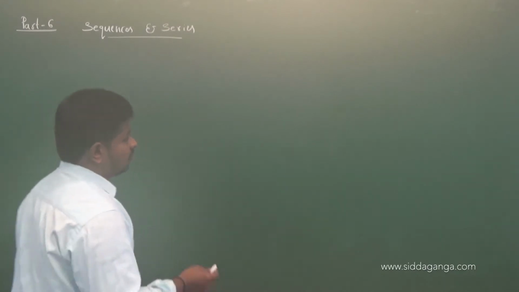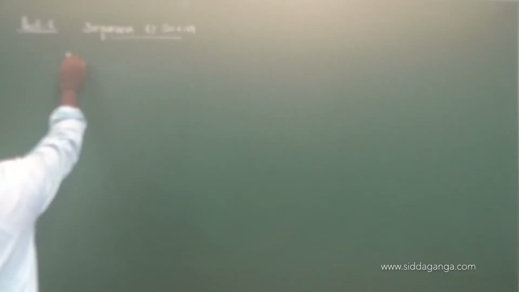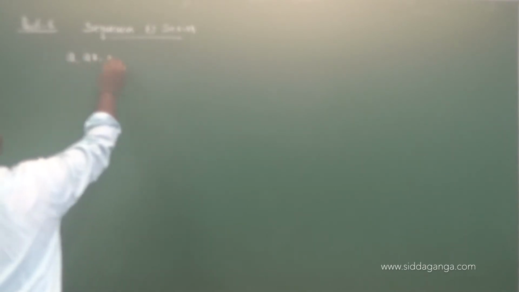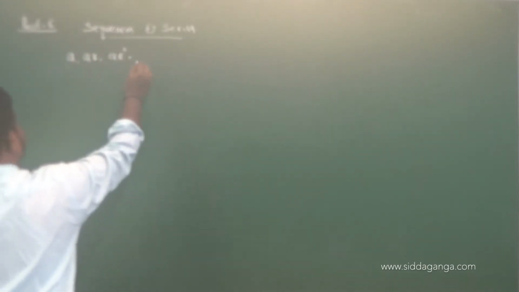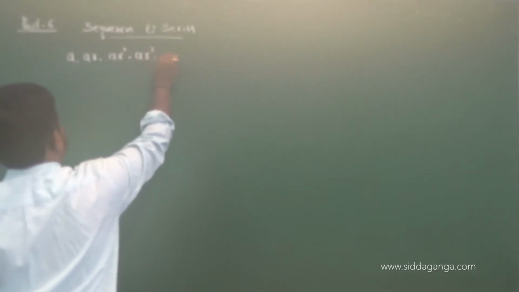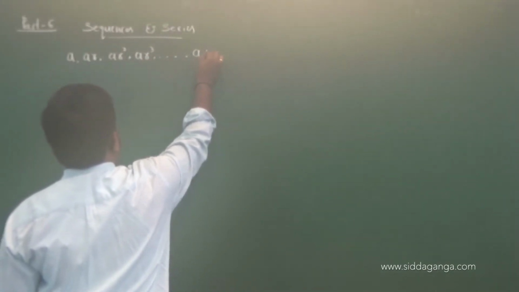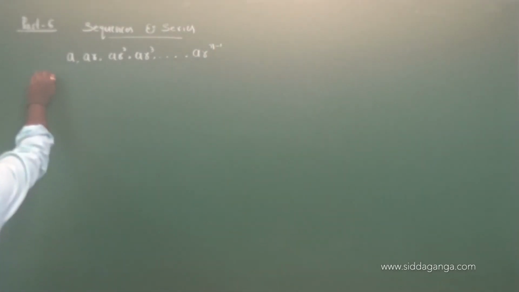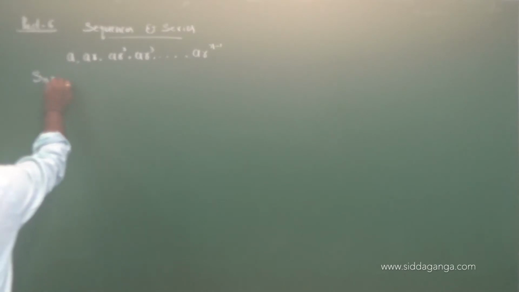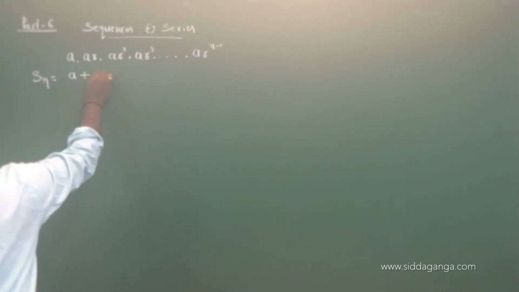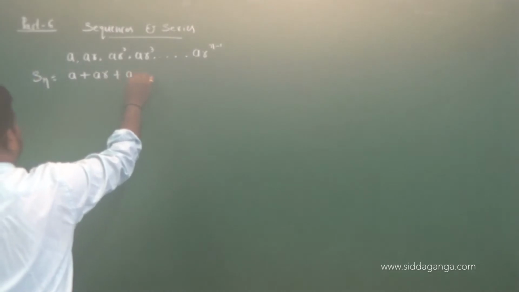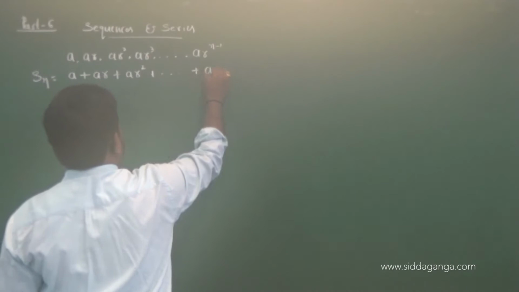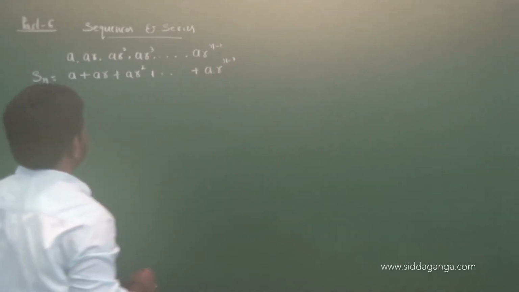So now, we know that for a non-zero constant a, if a is the first term, then ar is the second term, ar squared, ar cubed, and so on, and ar to the power of n minus 1 is the nth term of the GP. Now the sum of n terms is given by S_n equals, adding all these terms, a plus ar plus ar squared and so on, plus a into r to the power of n minus 1. Take it as equation 1.